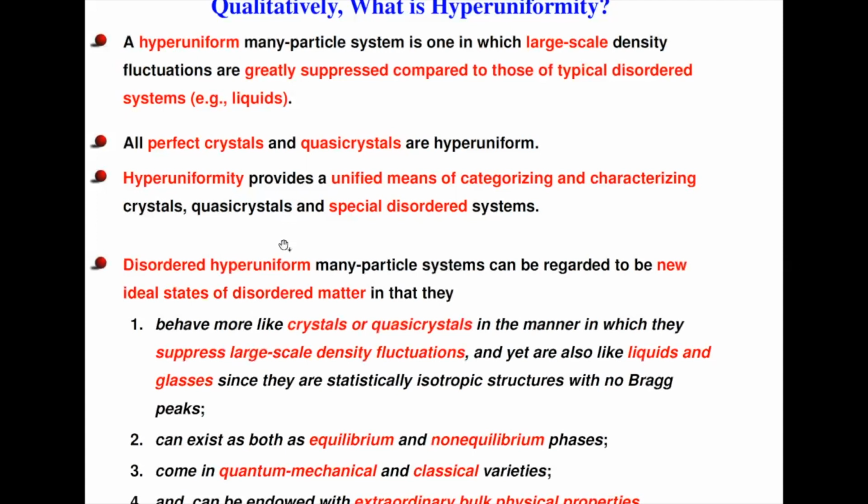So the disordered variety can be regarded to be new ideal states of disordered matter because they behave more like crystals or quasicrystals in the manner in which they suppress large-scale density fluctuations, and yet are also like liquids and glass since they're statistically isotropic structures with no Bragg peaks. They can exist as both equilibrium and non-equilibrium phases. They come in quantum mechanical and classical varieties, and they can be endowed with extraordinary bulk physical properties.